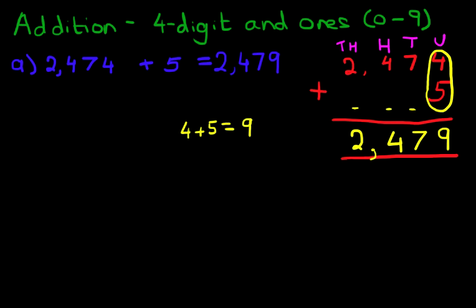2,479. Now you don't have to add the comma in, but as we've always said, it's good practice because it separates the thousands from the hundreds and makes it easier to read. This is correct. Now let's try a slightly more difficult example.